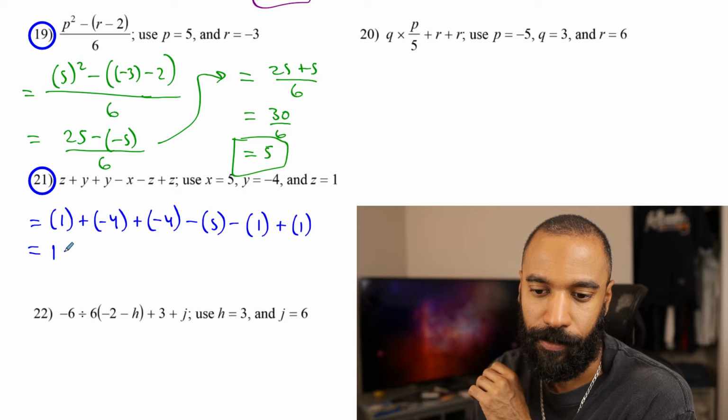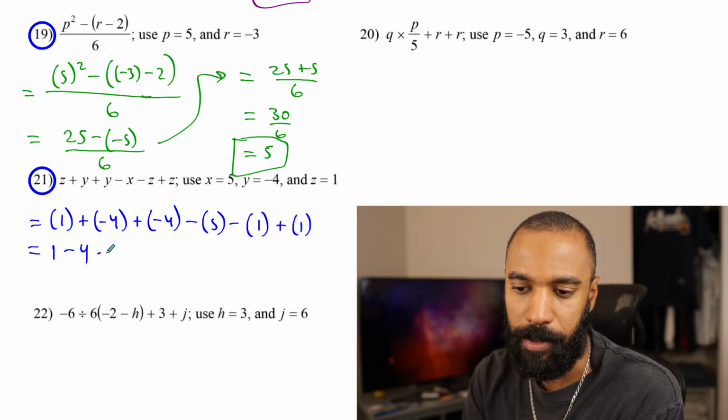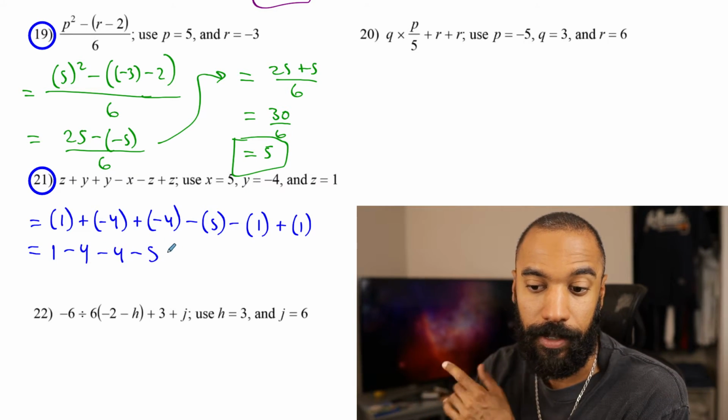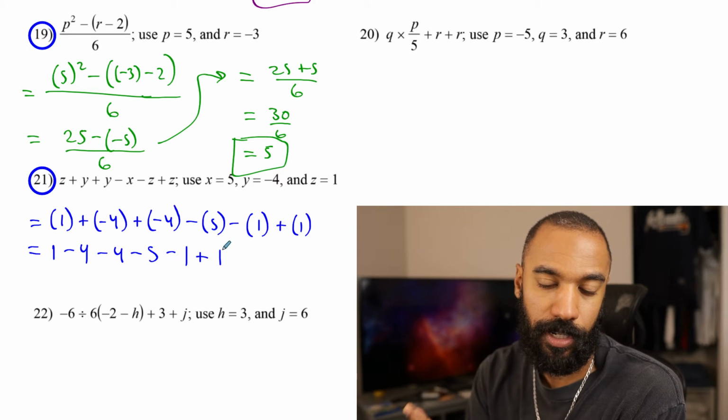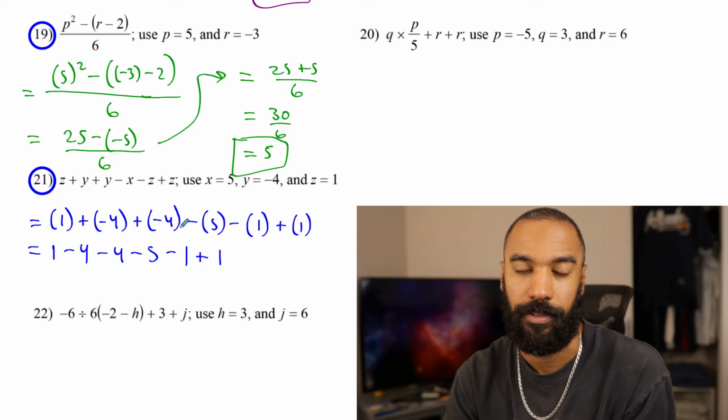So 1 plus negative 4 is 1 minus 4. Now, you don't have to do this. Some people actually prefer it the other way. But at this point, I'm going to get rid of any parentheses that I feel aren't needed, which is now, at this point, all of them.